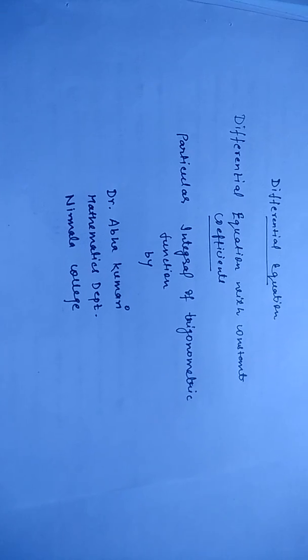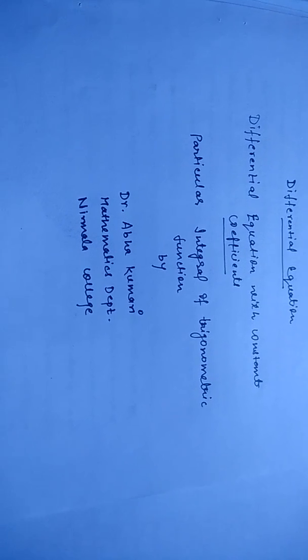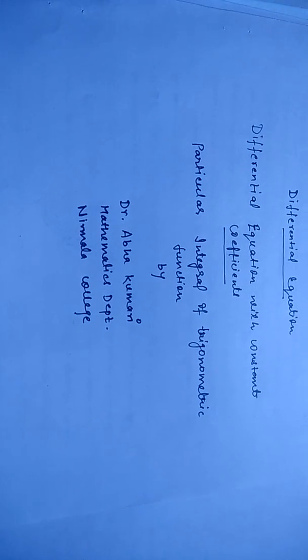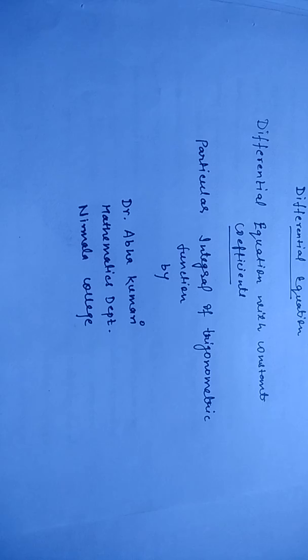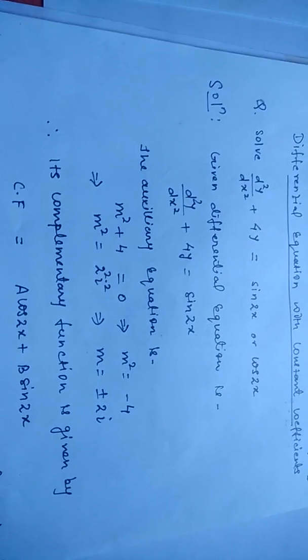Today we discuss the differential equation. In this book we have taken the chapter differential equation with constant coefficients. In this chapter we will discuss the particular integral of trigonometric functions. For this we will take the question: solve d2y by dx2 plus 4y equal to sin 2x or cos 2x.